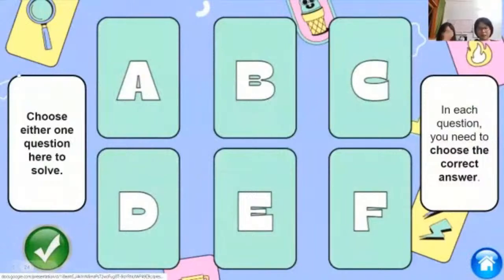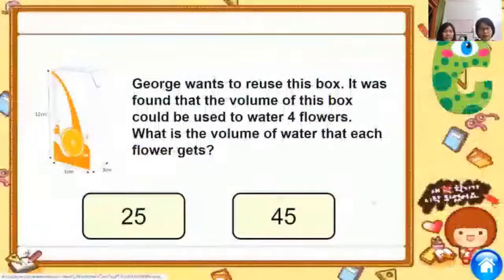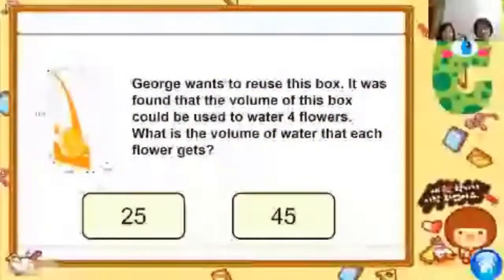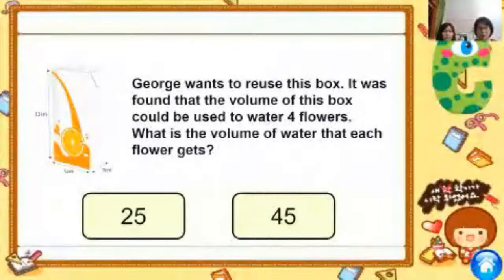Since the students have completed questions A and C, they are left with only the other options, which are B, D, E, and F. Now I will take you through question E. Students click on this E, and here is the question. George wants to reuse this box on the left. This box has a height of 12 centimeters, a length of 5 centimeters, and a width of 3 centimeters. George found out that the volume of this box can be used to water 4 flowers. So students have to calculate the volume of water that each flower gets.